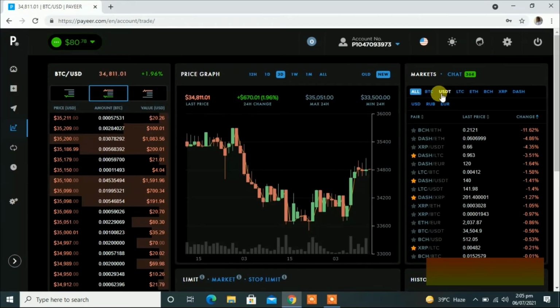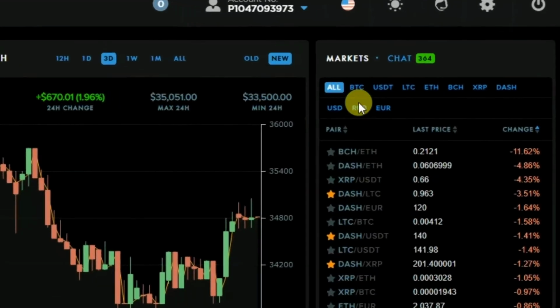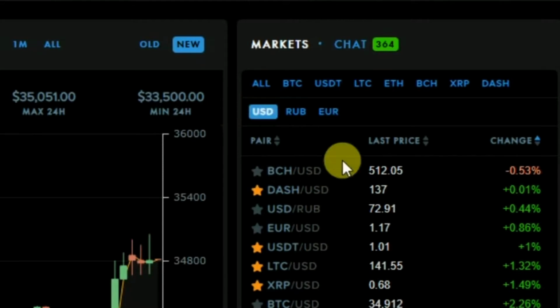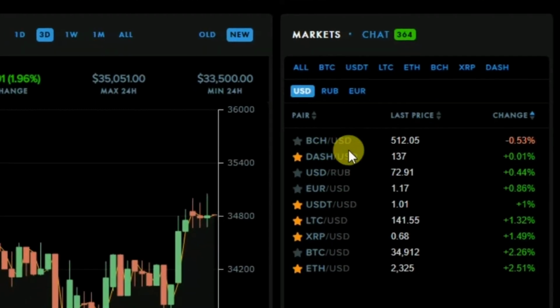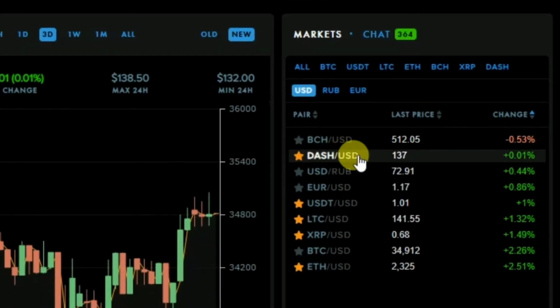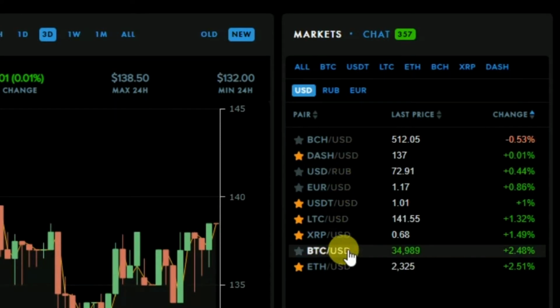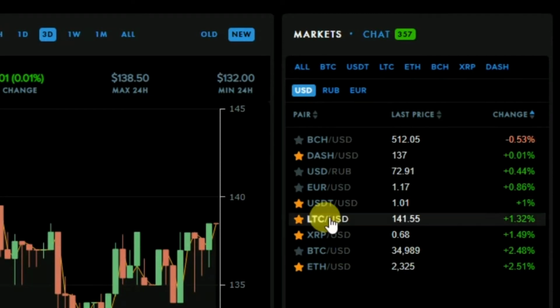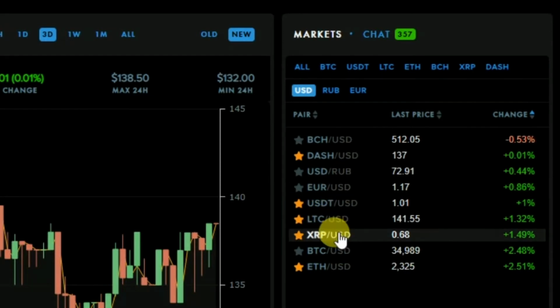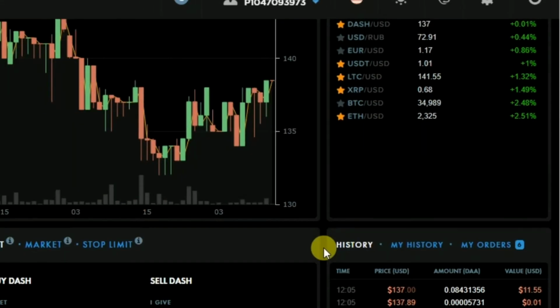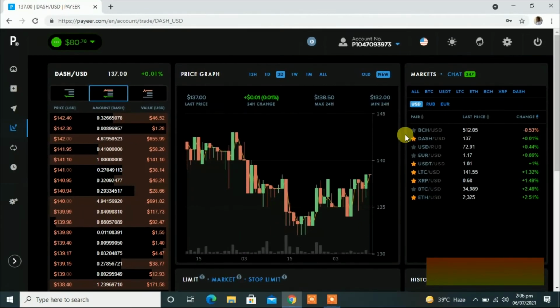Now here you will need to select a pair in which you want to trade. I have USD now, so click on USD, and in USD I want to trade Dash. Click on the Dash USD pair. You can trade Bitcoin, which is BTC, XRP, LTC, and there are many more coins you can trade in Payeer. Now we are in the Dash USD pair.